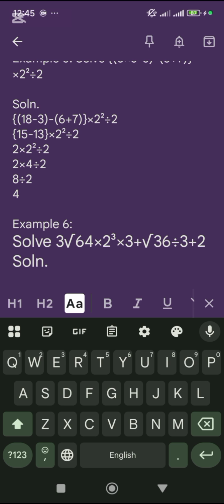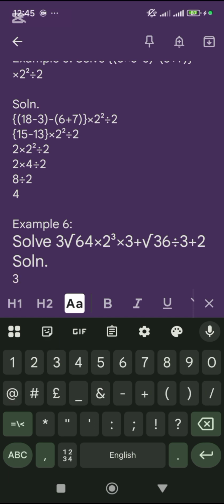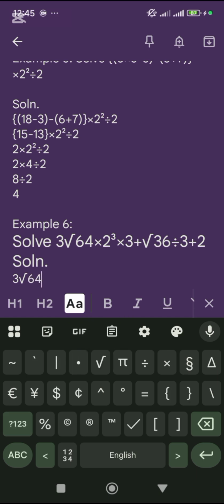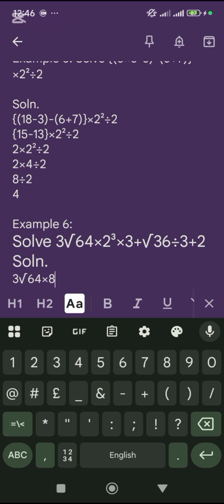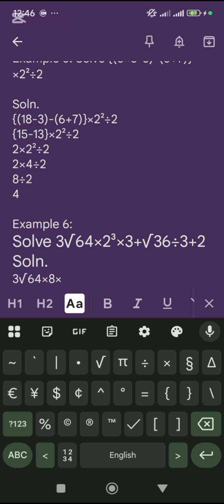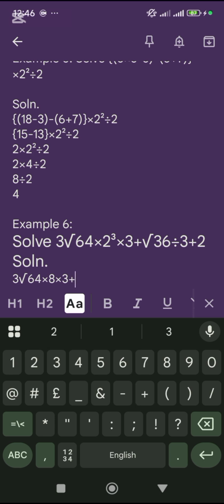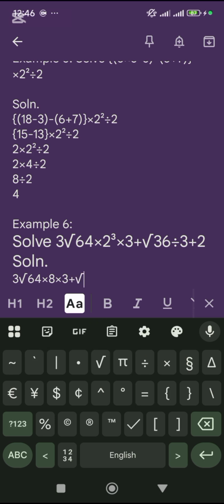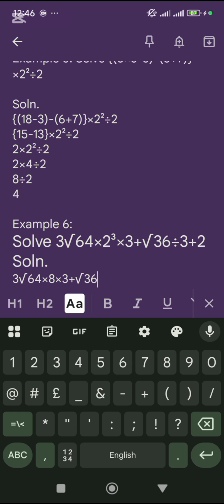It says that we should start with the powers, okay? And so we go right there to the powers and just put this the way it is, 64 and times 2 raised to the power of 3 is 2 times 2, which is 4. 4 times 2, which is 8. So we are going to put 8 here to show that that has been resolved, so that we can have this coming back in, divide by 3 plus 2. All right.